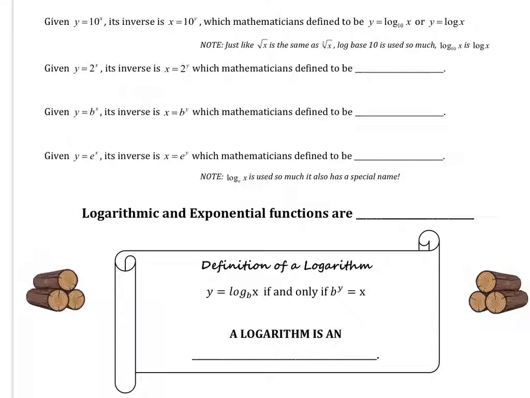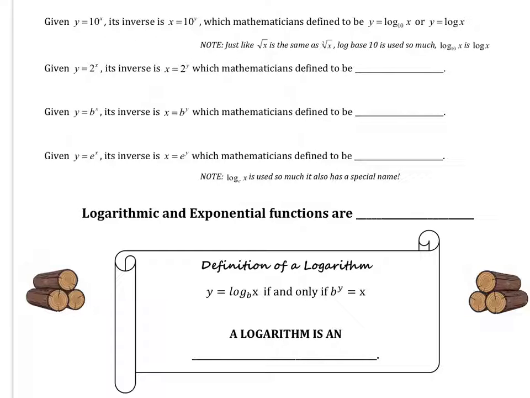It's very similar, note here, to the square root of x. That means the square root of x has an index of 2, but we don't indicate that because we use it so much. So we just know that the square root of x implies that there is an index of 2. Okay, so same idea with log base 10. When you don't see the base, it's implied that it is a 10.